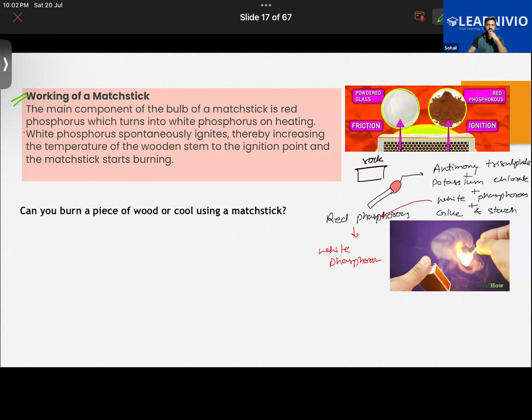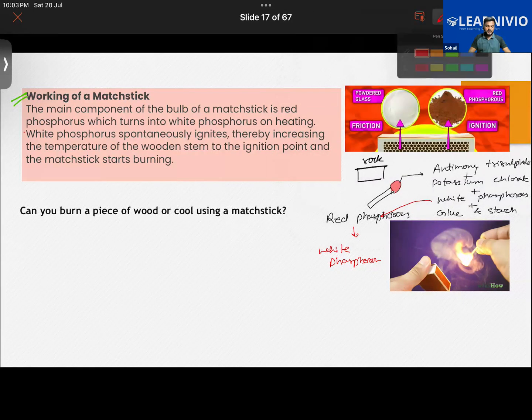Yes, sir. Can you explain this to me? Explain the working of the matchstick to me. How would you be explaining this? Yes, Aisha. The heat generated by friction when the matchstick is struck causes a minute amount of red phosphorus to be converted into white phosphorus.